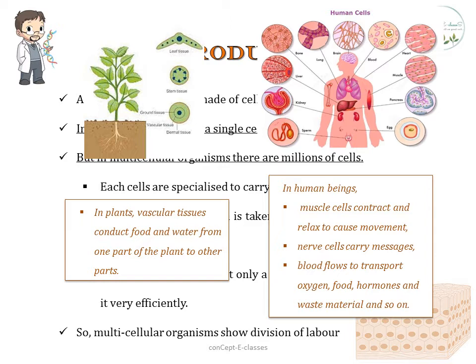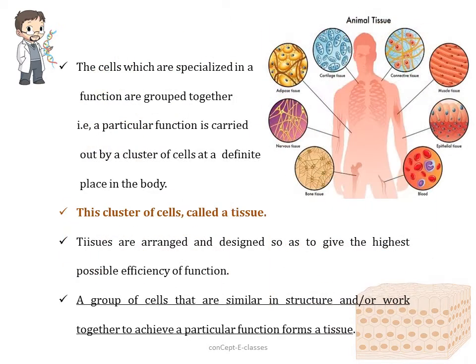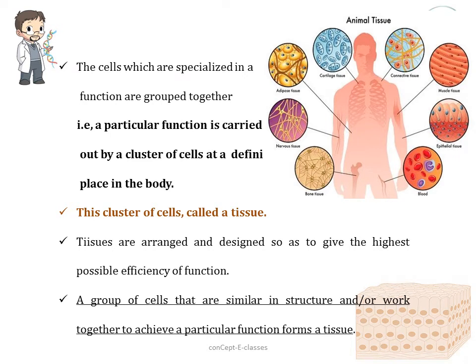So in multicellular organisms, there are groups of cells that perform different functions, or we can say that it shows a division of labor. So the cells which are specialized in a function are grouped together. That is, a particular function is carried out by a cluster of cells, like a cluster of cells at a definite place in the body. See, there are bone cells here. Here we have cartilage cells, connective cells. So this cluster of cells is called a tissue.